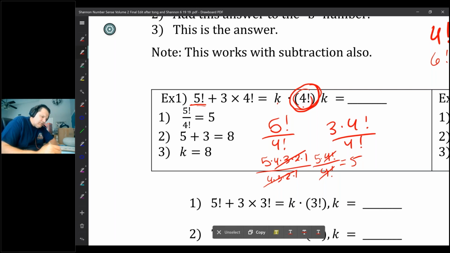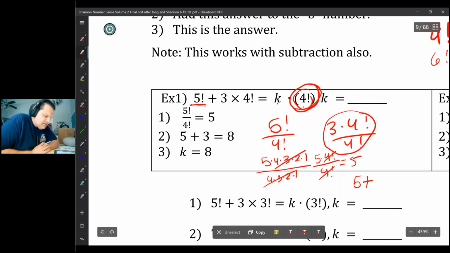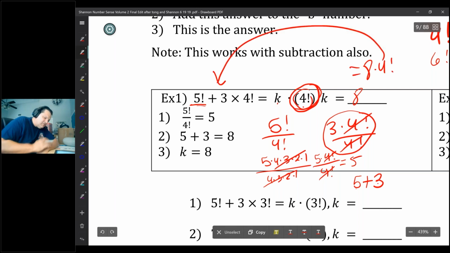So in our brains, we're going to write 5 plus, and then we're going to do this. What is 3 times 4 factorial divided by 4 factorial? Well, the 4 factorials cancel, so you're left with 3. So 5 plus 3 is 8. So K is 8. 8 times 4 factorial is the same as this.